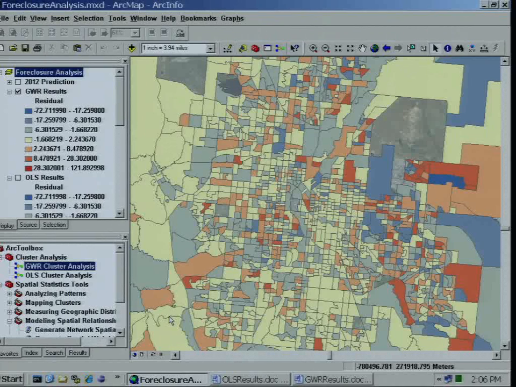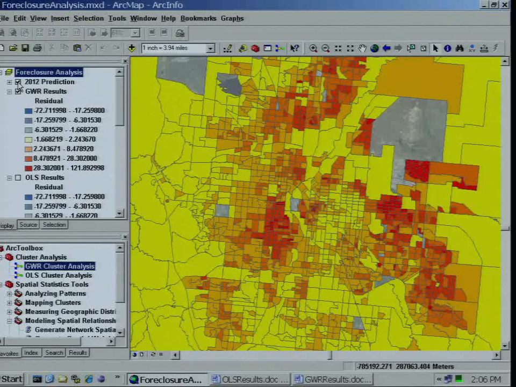Once we understand why foreclosures happen, we can use that information to accurately predict where the risk of foreclosures will increase in the future. This map shows the predicted foreclosures for the year 2012. I've applied the model from my GWR analysis to projected 2012 census data. Now that we understand where foreclosures will happen in the future, we can use this information to focus our preventative measures and educational programs on those areas that will need them most.